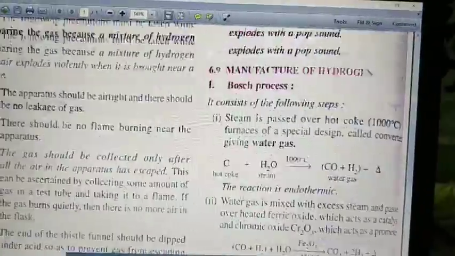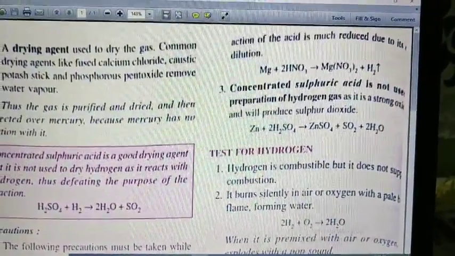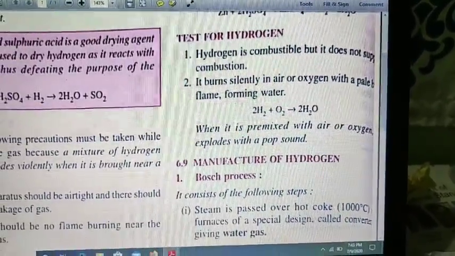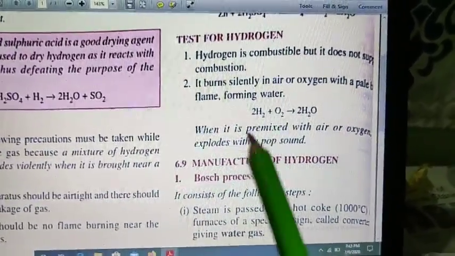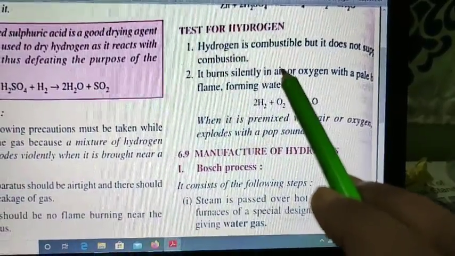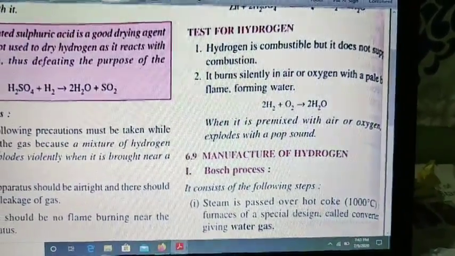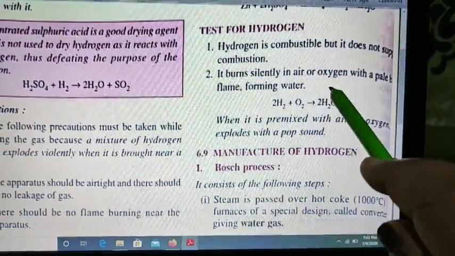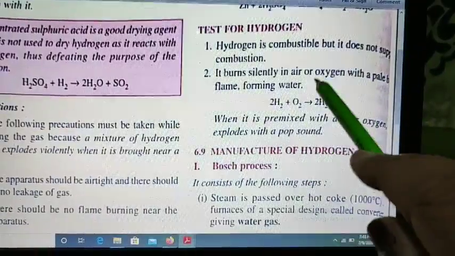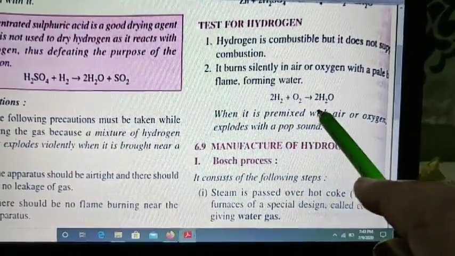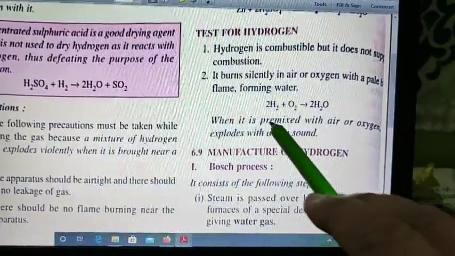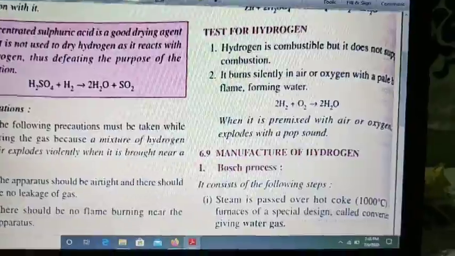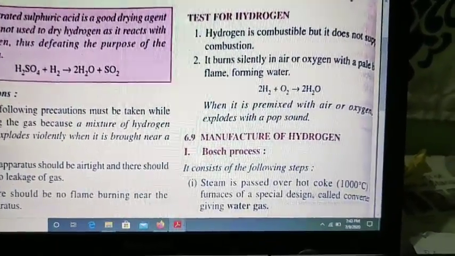Next, we need to see what are the tests for hydrogen. That means how we can identify hydrogen. First one is hydrogen is combustible. That means it can easily burn, but it does not support combustion. And number two, it burns silently in air or oxygen with a pale blue flame forming water. So when hydrogen reacts with oxygen, it forms water. And when it is pre-mixed with air or oxygen, it explodes with a pop sound. That is the test for hydrogen.